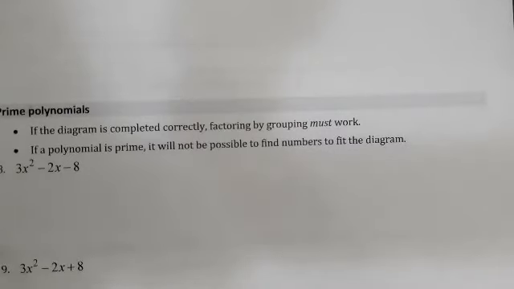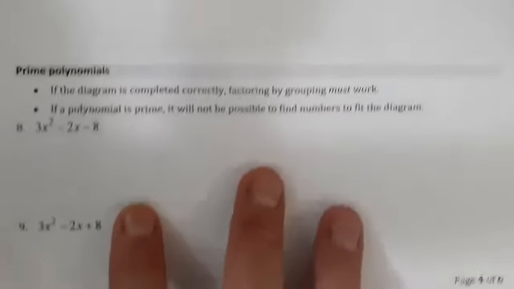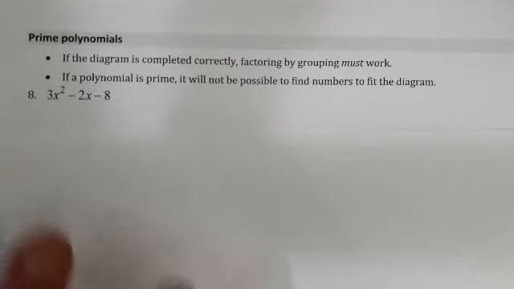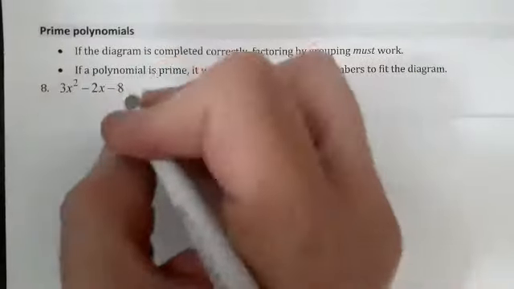Then next problem. So we're still doing the AC method. We have this one we want to do. They're talking about prime polynomials now. They say if the diagram is completed correctly, factoring by grouping must work. If a polynomial is prime, you will not be able to find numbers to fit the diagram. So a little bit to talk about. We're still doing this.